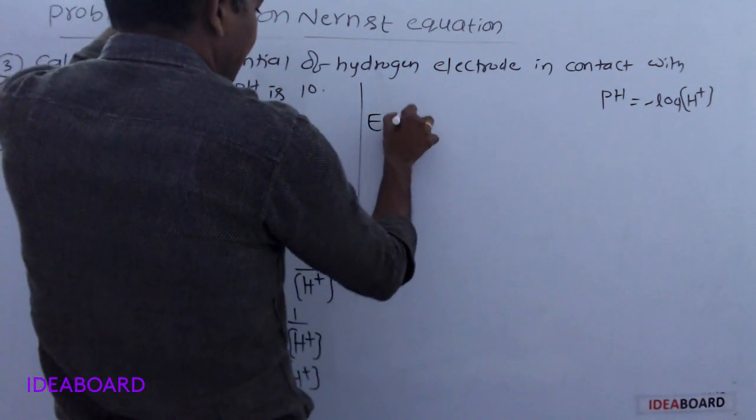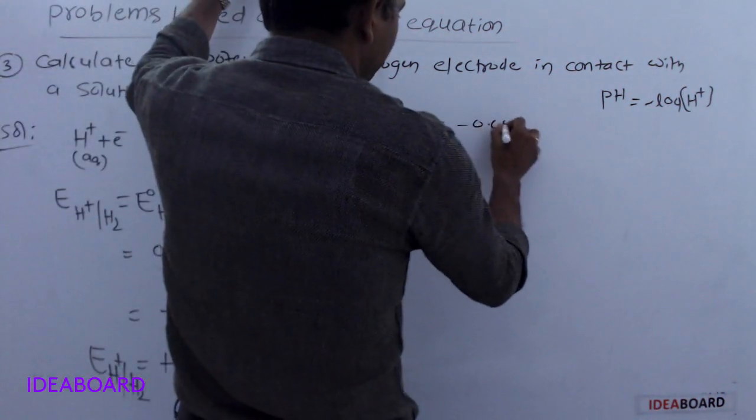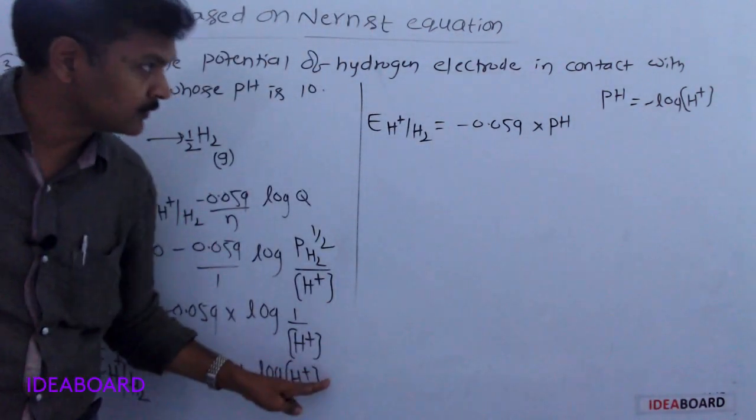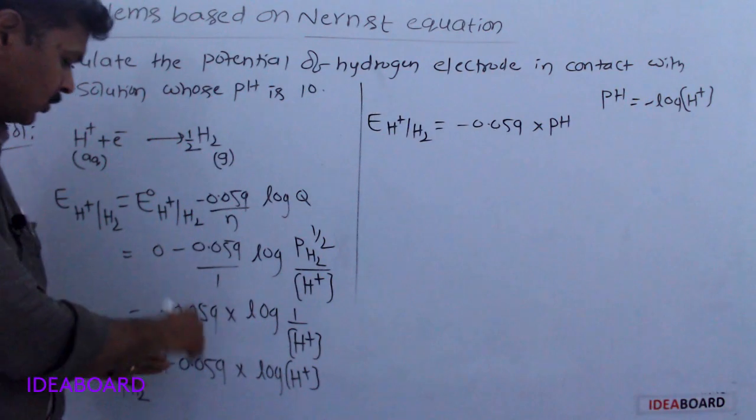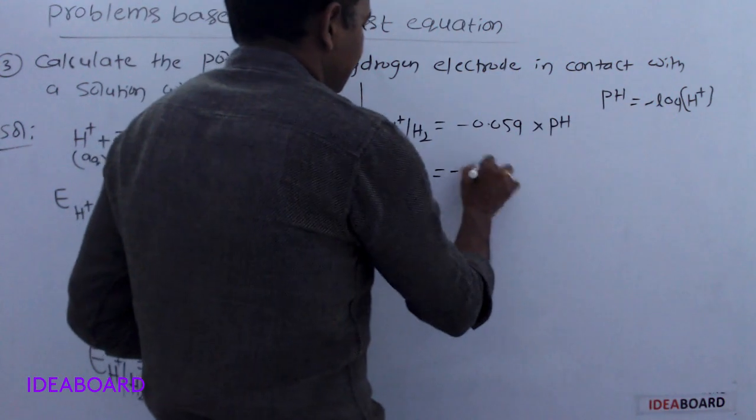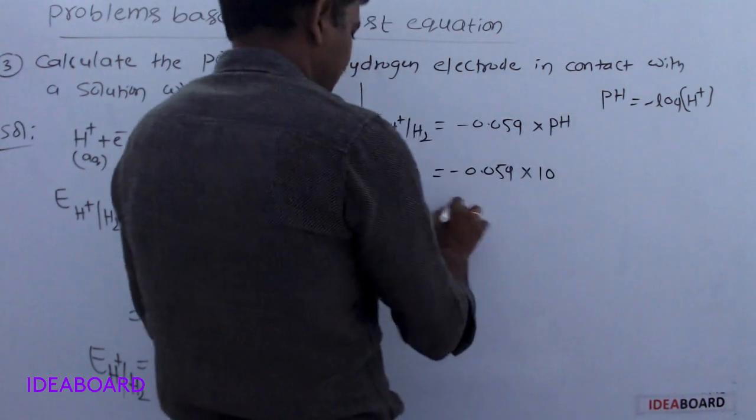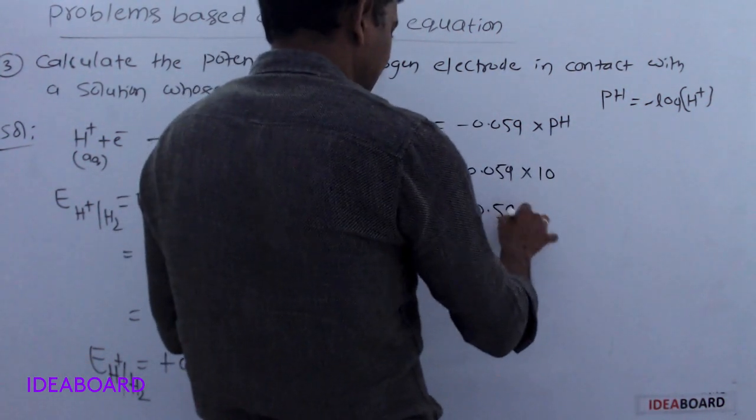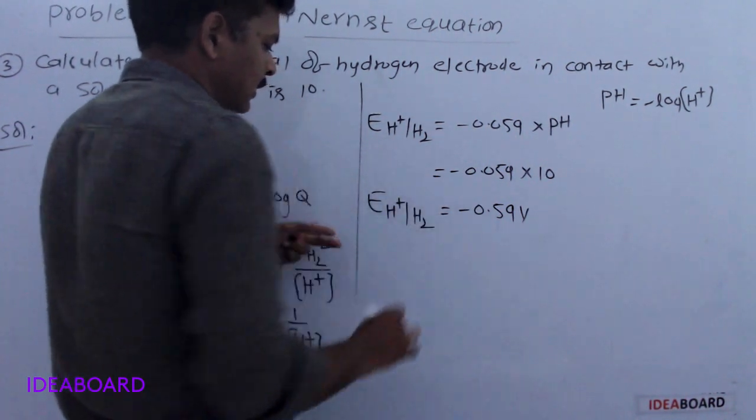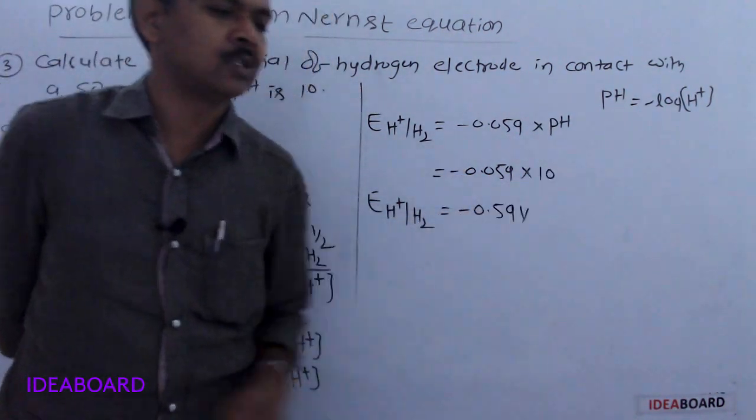So E of H plus to H2 is equal to 0.059 into minus pH, that is, minus 0.059 into pH. With pH value given as 10, minus 0.059 into 10 is minus 0.59 volts. The reduction potential of the hydrogen electrode is minus 0.59 volts.